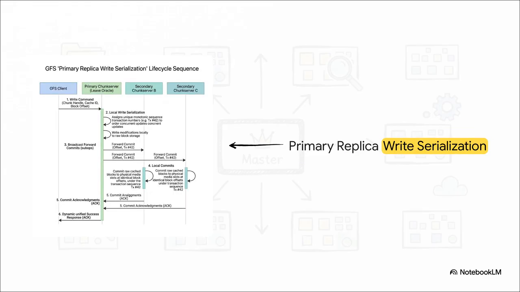Let's focus in a bit closer on that primary chunk server's role, because it acts as the absolute authoritative engine here. Imagine multiple clients are all trying to append data to the exact same block at the exact same millisecond. To prevent total chaos, the primary assigns monotonic sequence numbers. So think like transaction 42, then transaction 43, to these concurrent updates. It commits the changes locally and then broadcasts that exact sequence downstream to the secondary replicas. This completely guarantees that all replicas commit the identical data boundaries in the exact same order, and it does it all without needing heavy system-dragging synchronization locks.